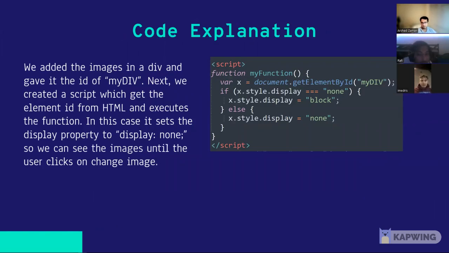So this is our code for our change image function. Basically, this function uses JavaScript to hide the images until you select the change image button. We actually used the DOM method to get the element called myDiv from here. What it does is get that element and set the display to show, because if it's set to none, it will hide it. And when the user clicks on change image, it will set the display back to show so you can see the images.